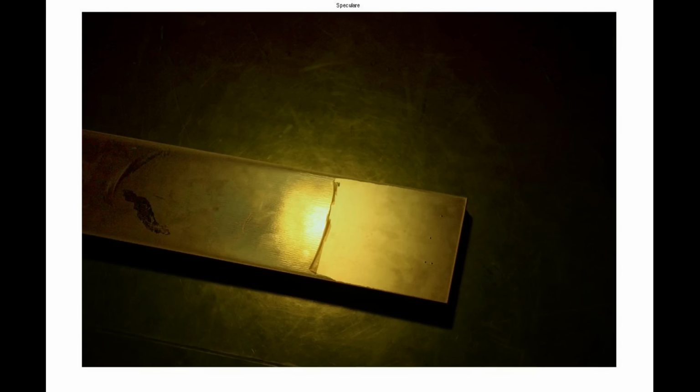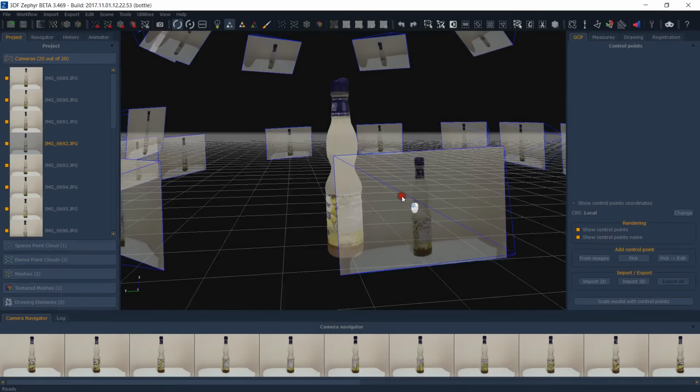When shooting glossy surfaces, you may consider using polarizing filters in a controlled lighting setup in order to minimize the amount of highlights. Transparent surfaces.